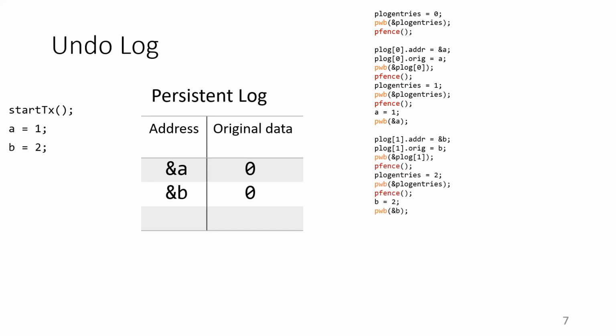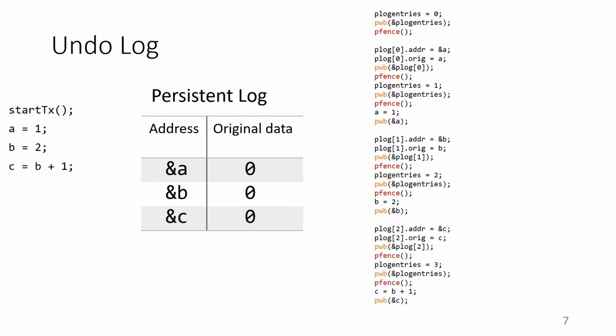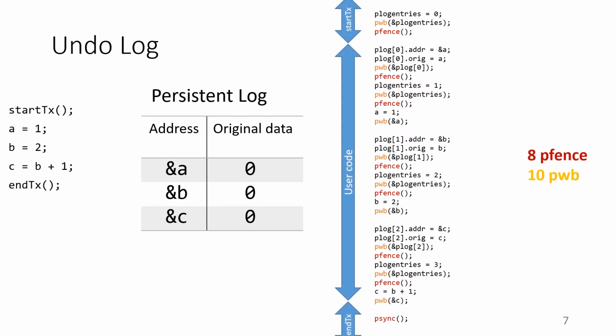If then you do b equals 2, again, you save the value of b, which was 0, in the log, you flush, you fence, you increase the size of the log, you flush and you fence, and then you update the actual location of b with the new value, which is 2. And if you want to do c equals b plus 1, you just read directly from b, and again, you do the same thing. Overall, you can execute this transaction using 8 pfence instructions and 10 flushes. Okay, so even though you modify just 3 variables, you need to do 8 fences and 10 flushes.